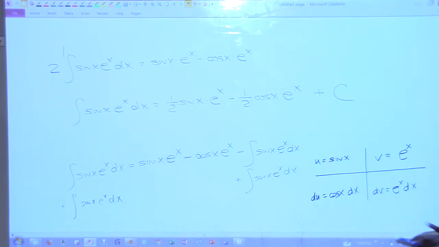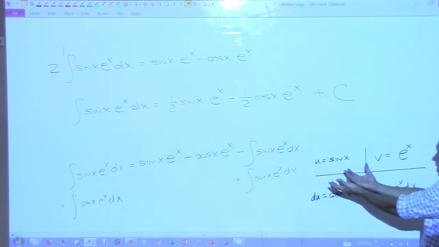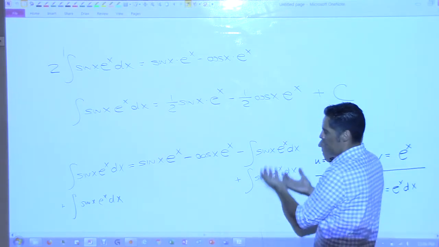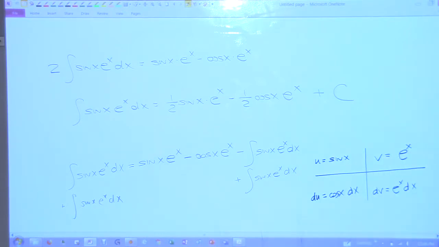Now that was weird, right? I mean, the integral we were looking for appeared on the other side, like it appeared again, and then we were able to add it and everything just worked out beautiful. So good.